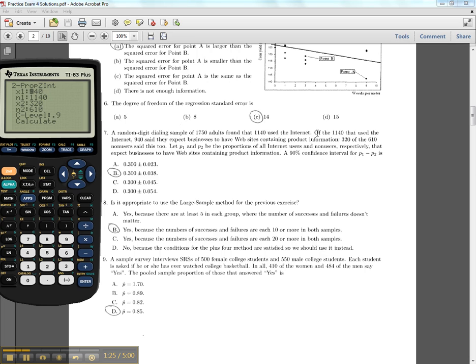Anyway, because we recognize that 940 over 1140 is the higher proportion, we put that first. Then our next proportion, 320 over 610. And then it's a 90% confidence interval, and we calculate.